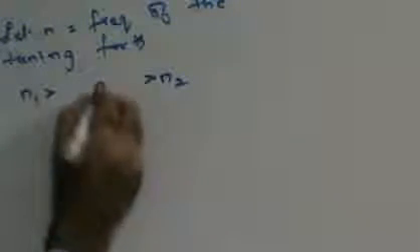Now let us assume they've asked you that a tuning fork produces 6 beats per second with a sonometer wire. Let N be the frequency of the tuning fork. Now if N is the frequency of the tuning fork, then N1 is the largest frequency. If I want beats, I should know which is the largest frequency and which is the smallest frequency. That means N has to be between N1 and N2. Now they are saying that it produces 6 beats.